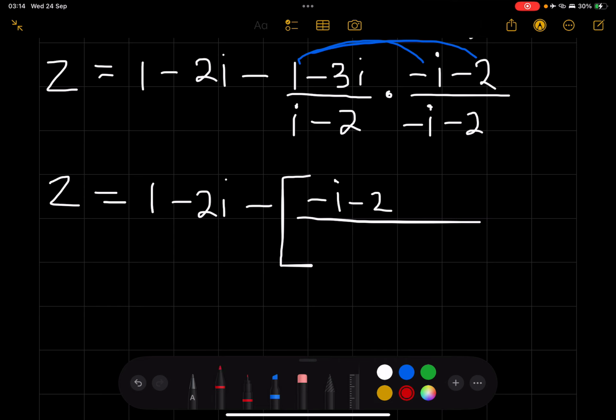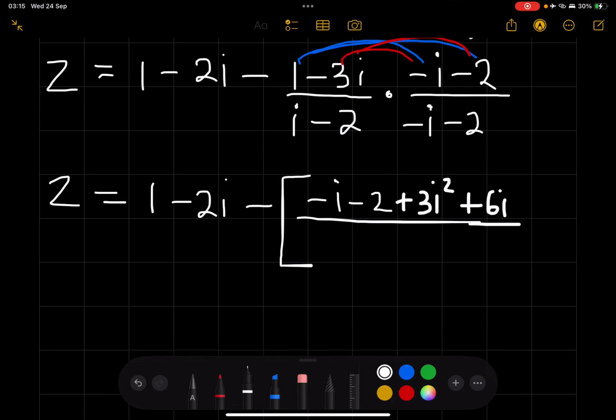And then now we're going to do the 3, right? So it's going to be negative 3i times negative i. That gives us, let's see, negative 3i times negative i, it's positive 3i squared. Negative 3i times negative 2 is going to be a positive 6i, right? That's going to be positive 6i, okay?